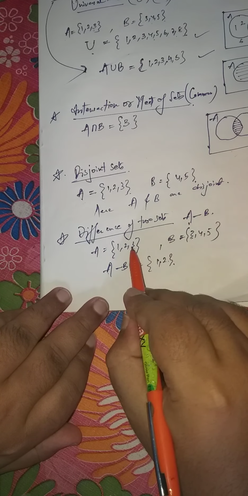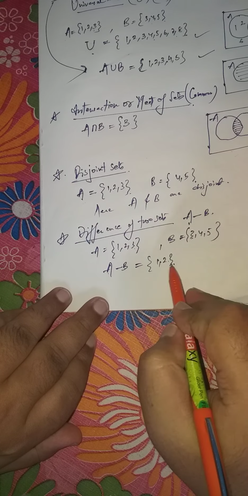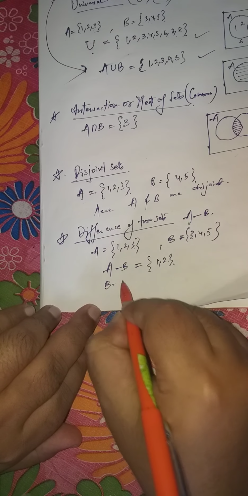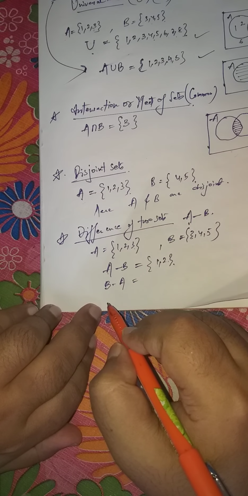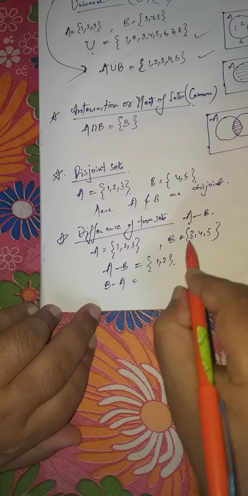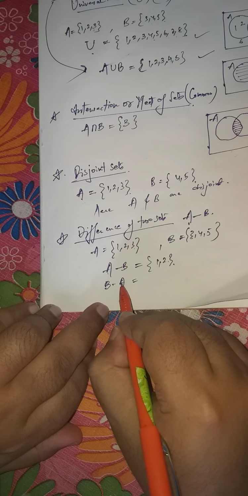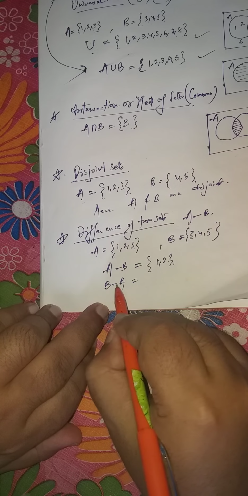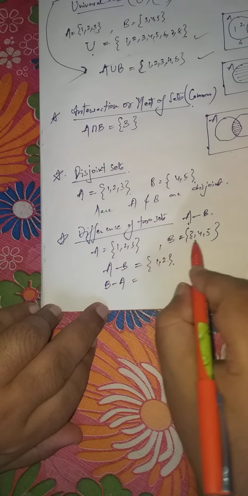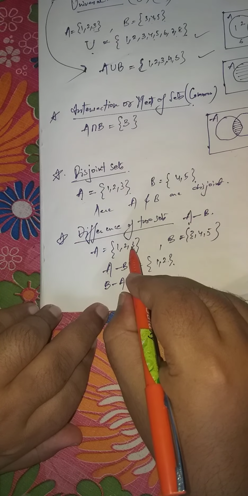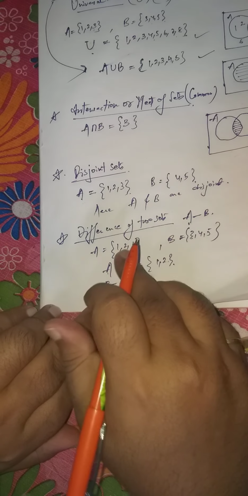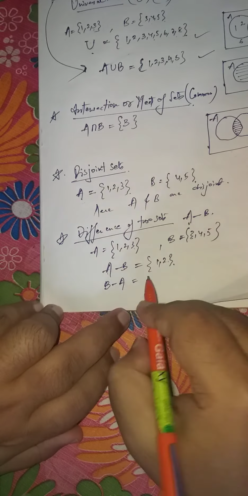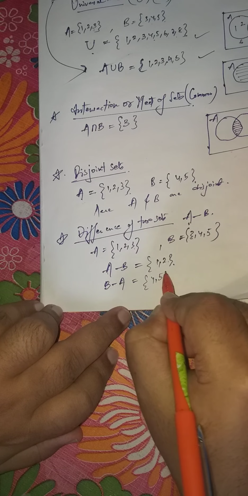3 is there in B, so you have to take out 3 from the set. In the same way, if you want to find B minus A, means the element which belongs to B, but it should not belong to A because you are taking out A from the set B. So which is the element which is there in set A? 3. Again 3 is the common element. So you have to take 3 from this set. The answer will be 4 and 5.